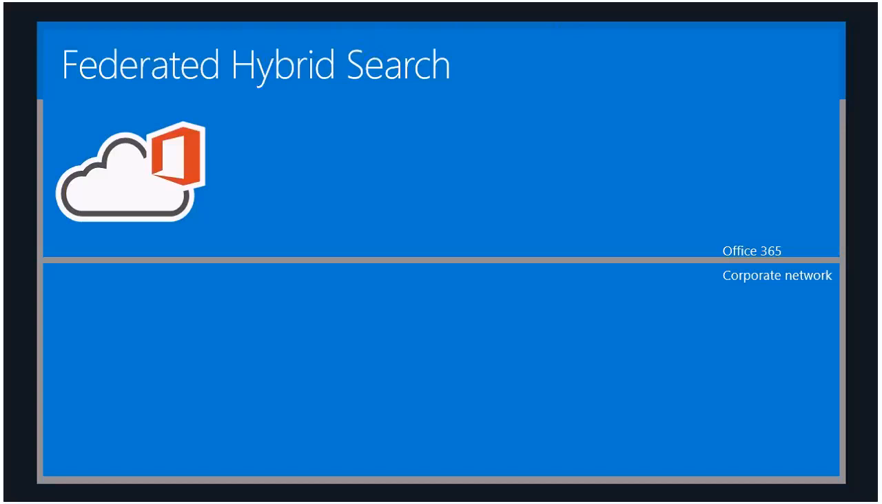So we have two kinds of hybrid search topology. The first one is federated hybrid search. The second one is cloud hybrid search. So what's the difference here? Let me give you some flow about this. Right now, the customer has Office 365. Probably they have already moved some of their content into SharePoint Online.